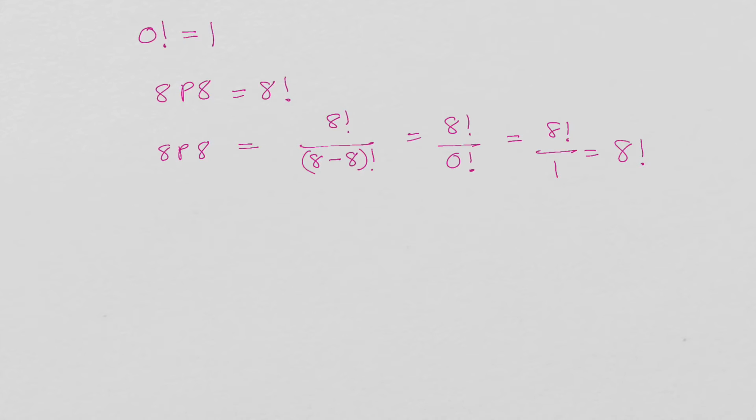So 0 factorial is equal to 1. This is because if from 8 you're going to arrange 8, then that means you're arranging all 8, right? So the obvious answer is 8 times 7 times 6, great big number, right?